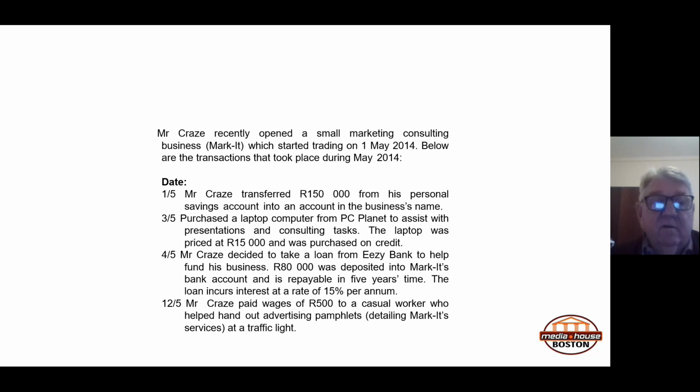Okay, so what is the transaction? The company borrowed money from the bank, from Easy Bank. And that 80,000 was deposited into the account of the company. 80,000 came in. So we're going to increase our assets by 80,000. And where did it come from? It came from Easy Bank. So it means you still have to pay it back in 5 years' time. So it will be a liability. So liabilities were also increased by 80,000.